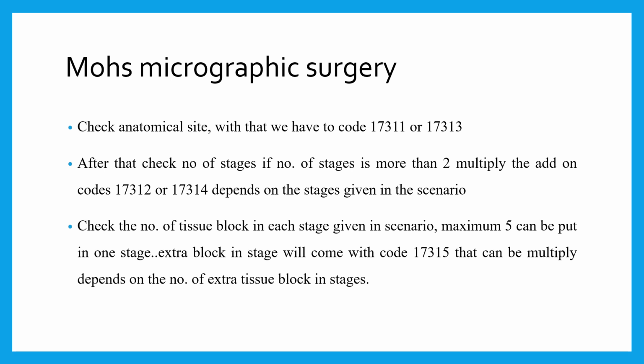Then check the number of tissue blocks in each stage given in the scenario. Maximum 5 can be put in one stage. So extra blocks in a stage will come with code 17315 that can be multiplied depending on the number of extra tissue blocks in stages. First thing you need to check is the anatomical site, then the number of stages, and if the number of stages is more than 2 you need to multiply 17312 or 17314 with your actual code. Then you should check the number of tissue blocks in each stage. According to that, a maximum of 5 tissue blocks can be put in one stage. If it is more than that, you should append the 17315 code.